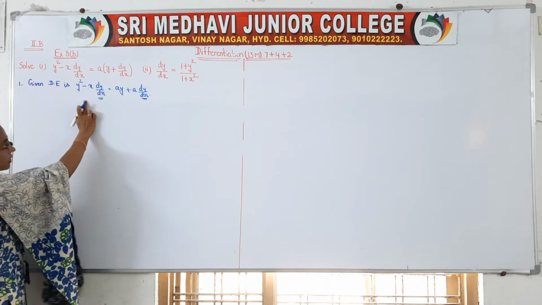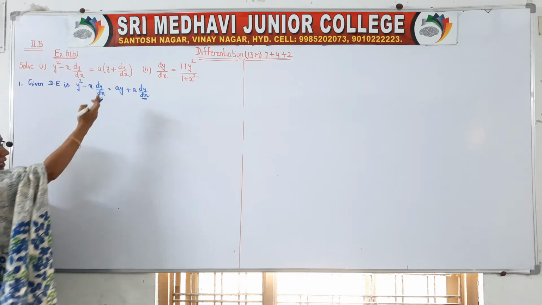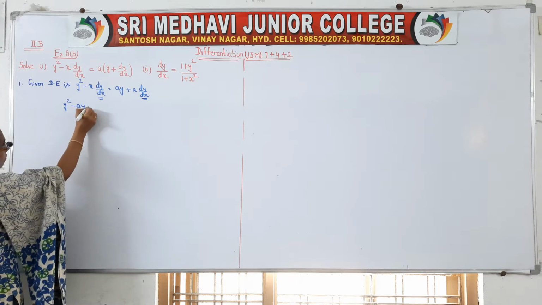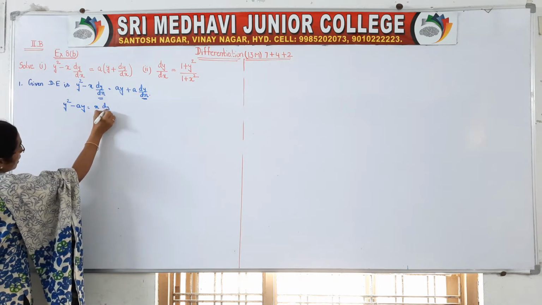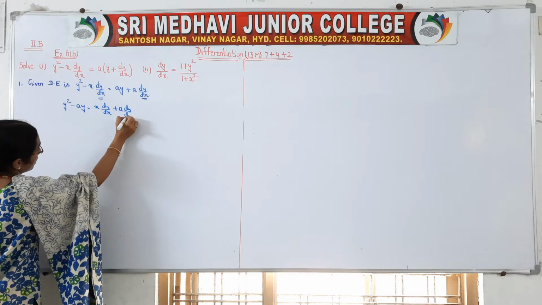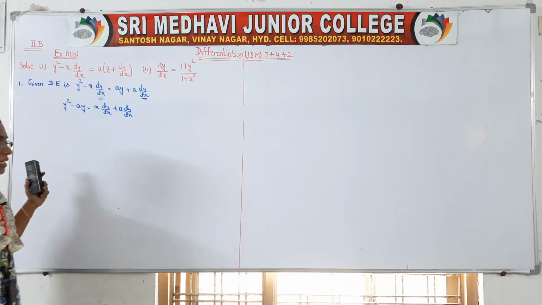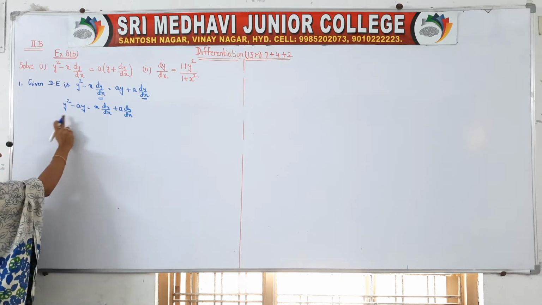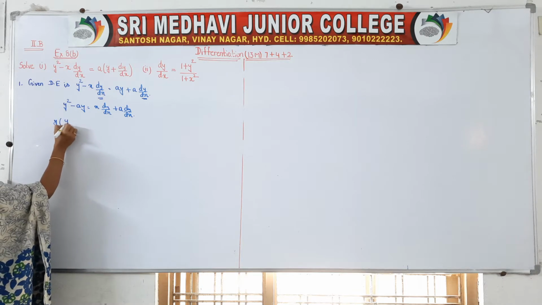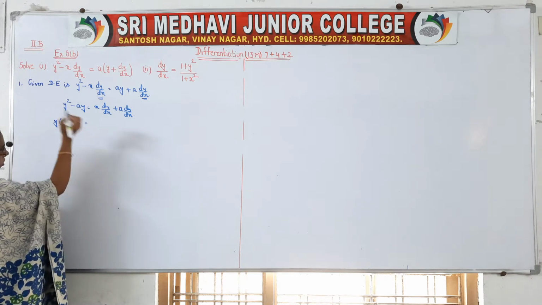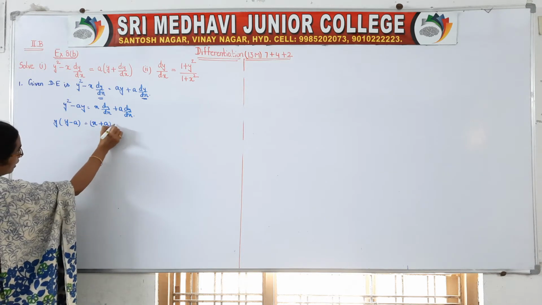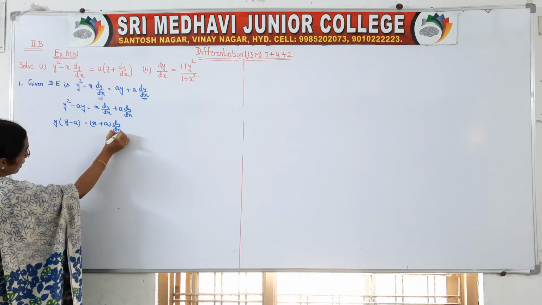Here dy by dx is negative now, so better send this to that side and bring this term to this side. So what happens? y square minus ay is equal to x dy by dx plus a dy by dx. Okay, so we can take dy by dx common, isn't it? This side we can take y common, this side we can take dy by dx common. So take y common, then it is y minus a. And here if we take dy by dx common, it is x plus a into dy by dx.